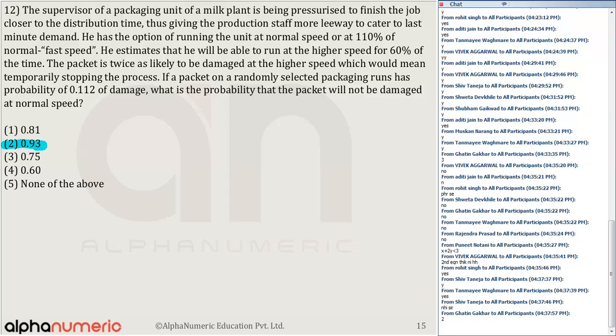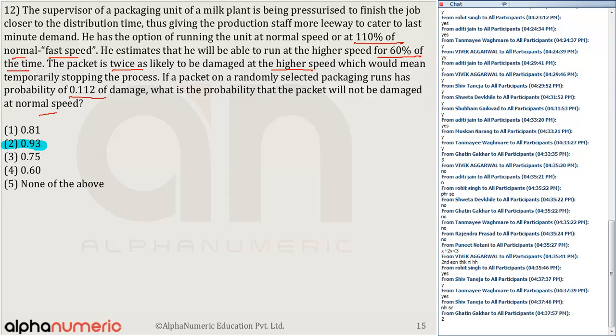The supervisor of a packaging unit of a milk plant is being pressurized to finish the job closer to the distribution time, thus giving the production staff more leeway to cater to last minute demand. He has the option of running the unit at a higher speed of 110% of the normal fast speed. He estimates that he will be able to run at the higher speed for 60% of the time. ठीक है. The package is twice as likely to be damaged at a higher speed, which would mean temporarily stopping the process. If a packet on a randomly selected packaging run has a probability of 0.112 of damage, what is the probability that the package will not be damaged at higher speed?